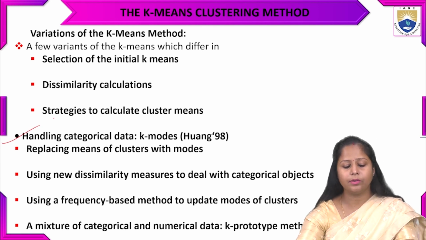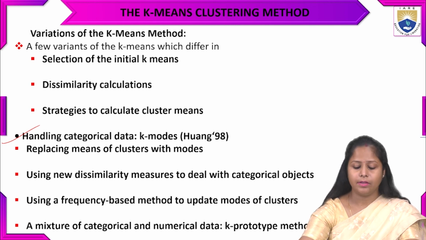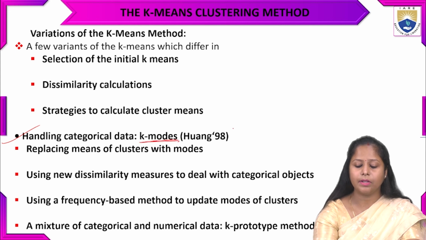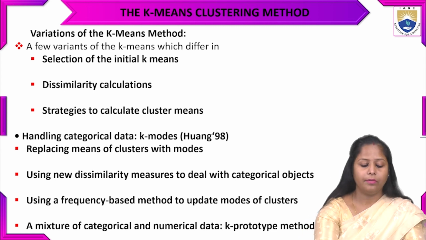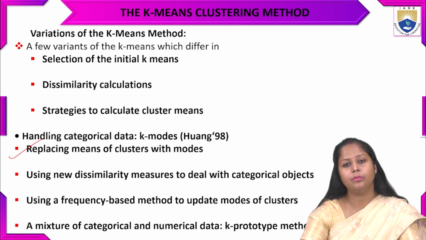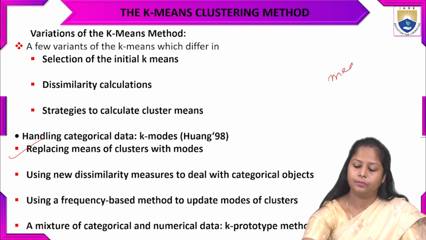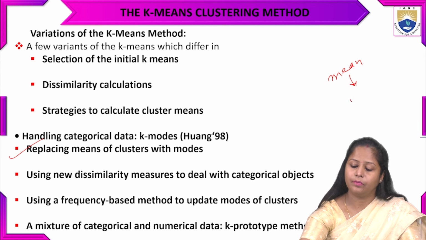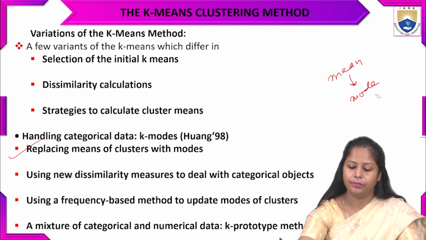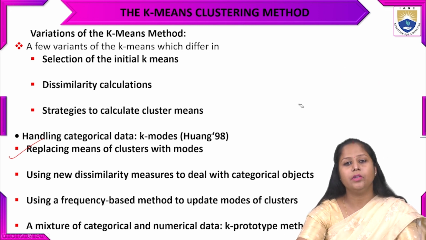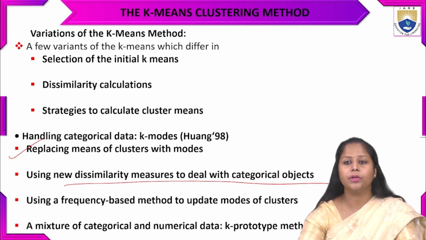Handling categorical data: if there is categorical data, we need to handle it. So we use k-modes, invented by Huang in 1998. First, replace the means of the clusters with modes. We need to change the mean to the mode. Second part is using a new dissimilarity measure to deal with categorical objects.